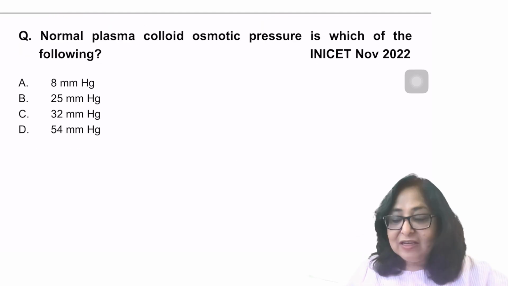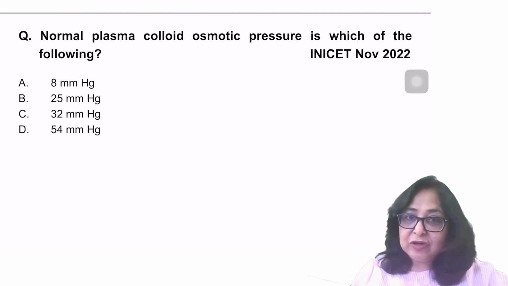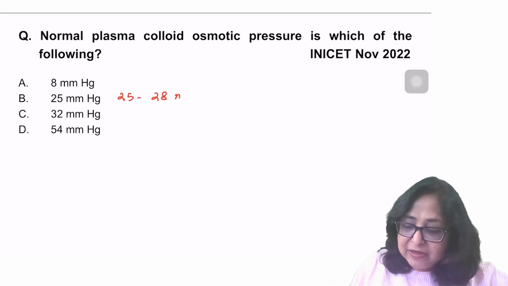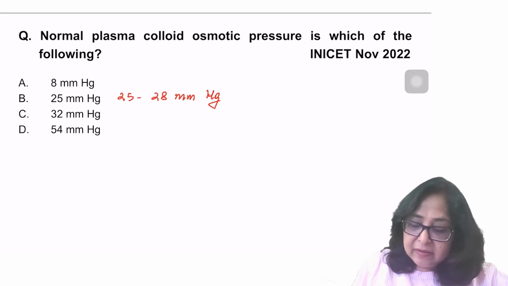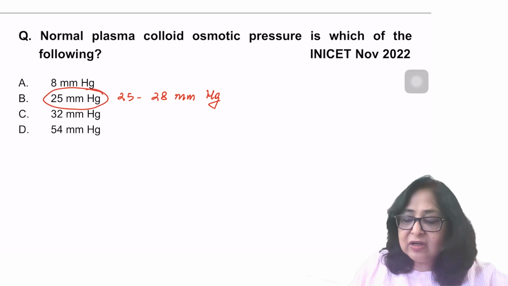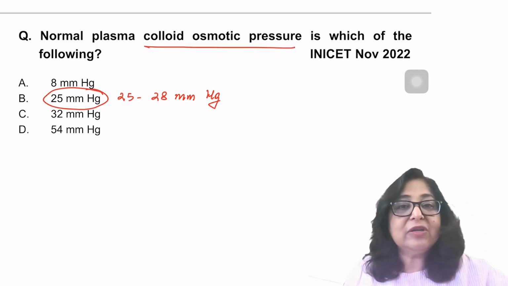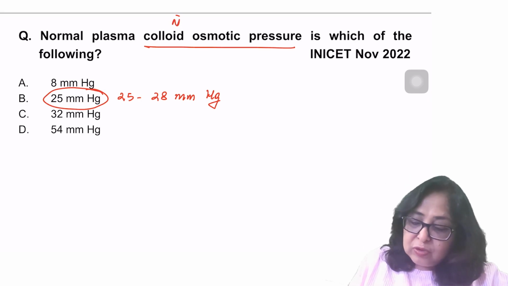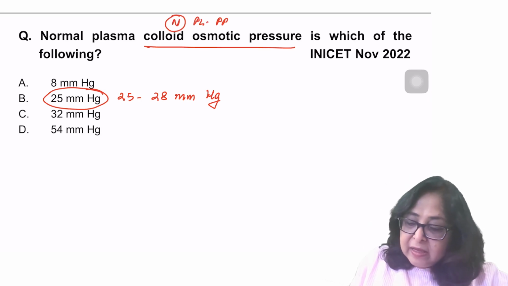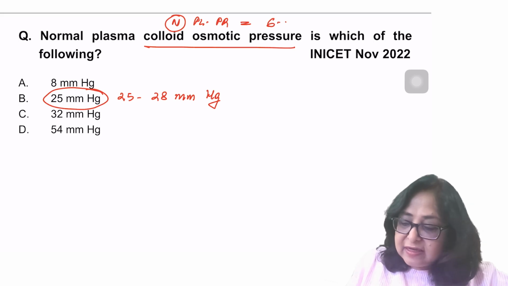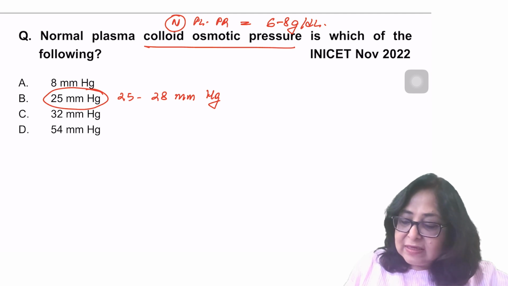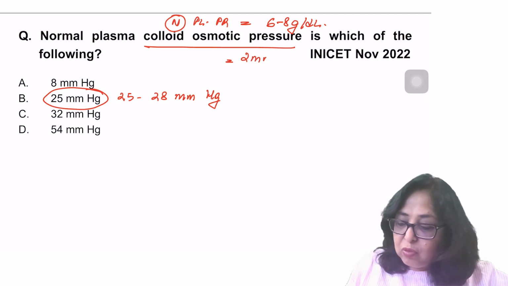How much is a normal plasma colloid osmotic pressure? This is a factual question. This is 25 to 28 millimeters of mercury. Right? And what is the colloid osmotic pressure? Colloid osmotic pressure is due to proteins. How much are the normal proteins in the plasma? Normal proteins are 6 to 8 grams per deciliter. In terms of millimoles, this is 2 millimoles per liter.